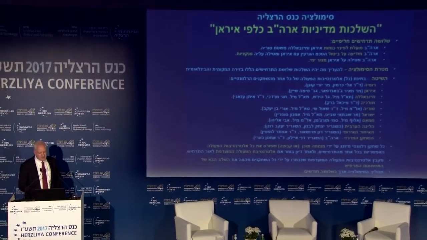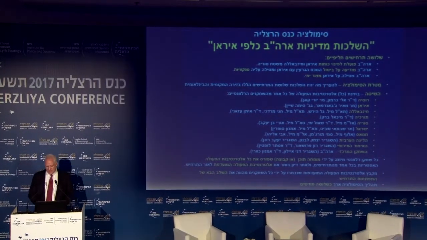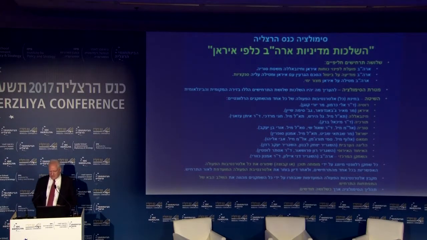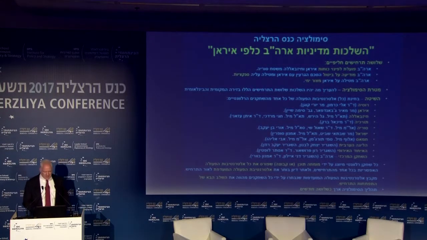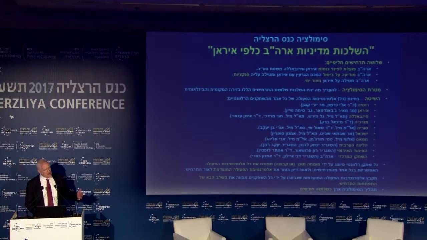The goal of this simulation, as I said, was to evaluate the repercussions of the three scenarios, and we had 10 players: Russia, Iran, Hezbollah, Turkey, Syria, Israel, Hamas, the Arab League, the European Union, and the main player is the United States, as we've said. Each of these players was played by a senior researcher, a decision maker, or a group of people who tried to mimic the decision-making process in that player.